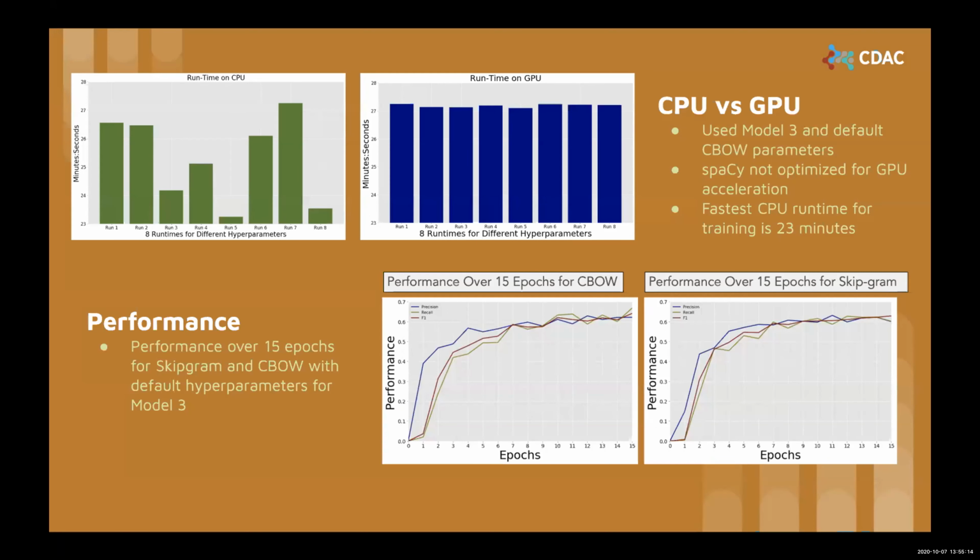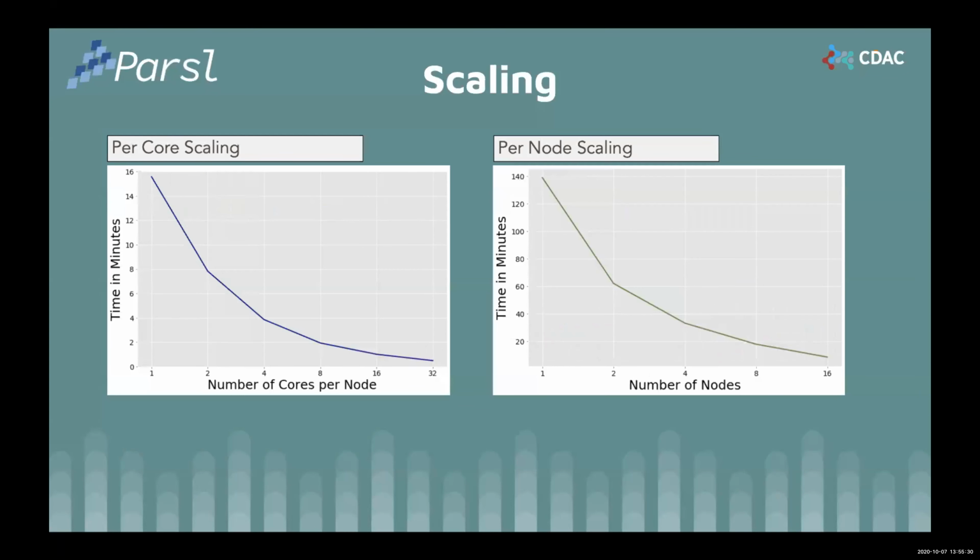We evaluated our model based on general runtime on the CPU and GPU and performance over 15 epochs with CBOW training and skipgram training. We found that spaCy isn't optimized for GPU acceleration and that CBOW with default parameters outperformed skipgram. When scaling our model, we used a larger polymer data set consisting of 300,000 sentences from papers published in the Macromolecules Journal and retrained our word embeddings with CBOW default parameters.